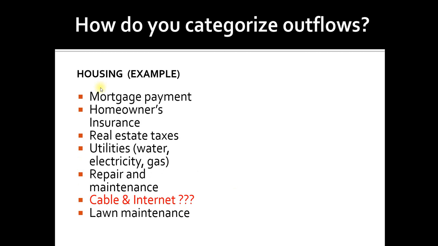So now, how do we organize this? Well, let's take an example. When we think about our housing expense category, these include mortgage payments, homeowners insurance, real estate taxes, etc. Now, what about cable and internet? You could consider this a housing expense.